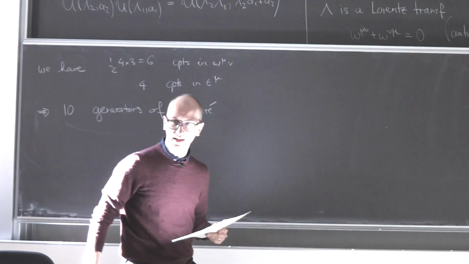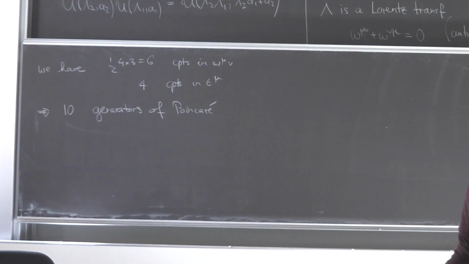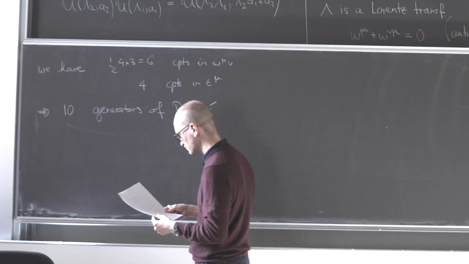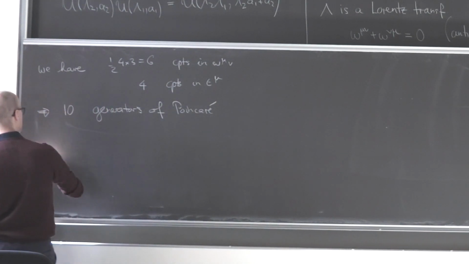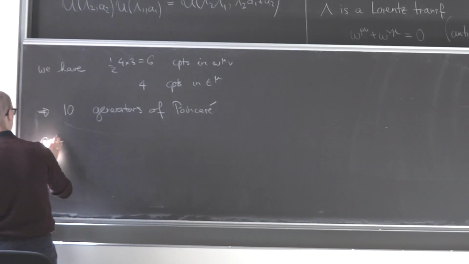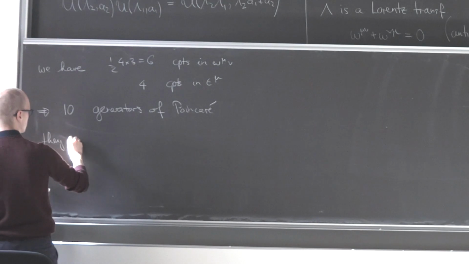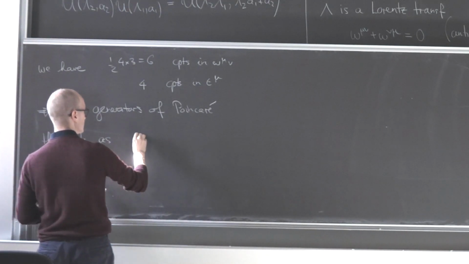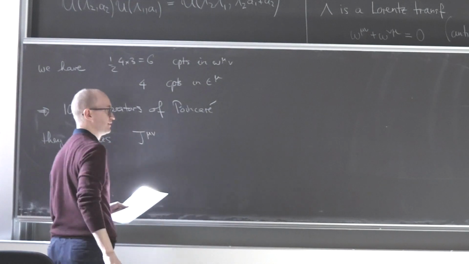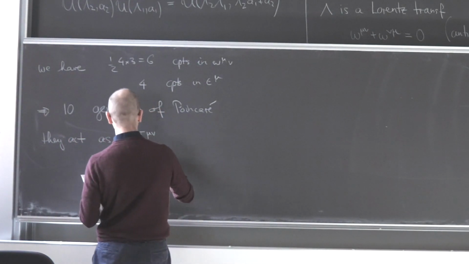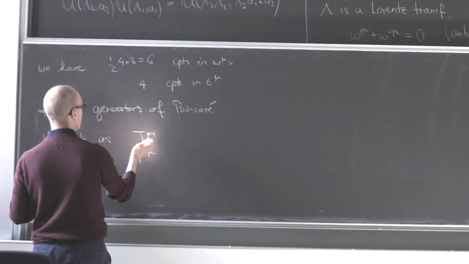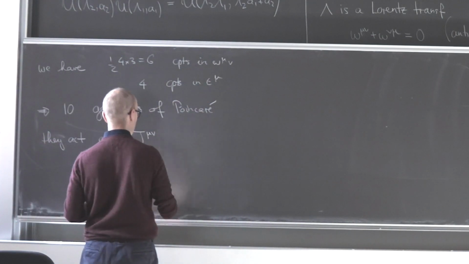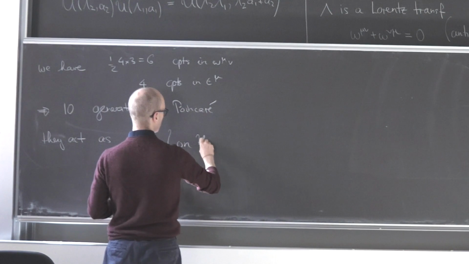And so now the next goal will be to see how these 10 generators of Poincaré are represented on Hilbert space. So how do they act? With this notation, we will let them act as a set of J^μν, which are also antisymmetric, and a set of P^μ, which represent the parameters in ε, on the Hilbert space.